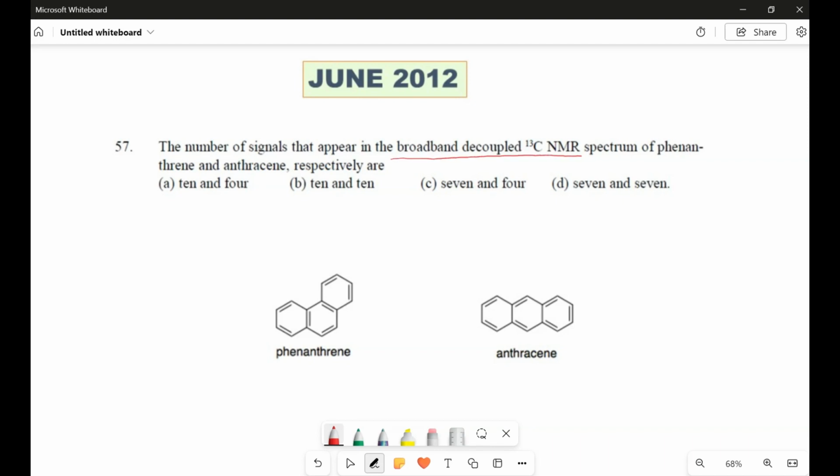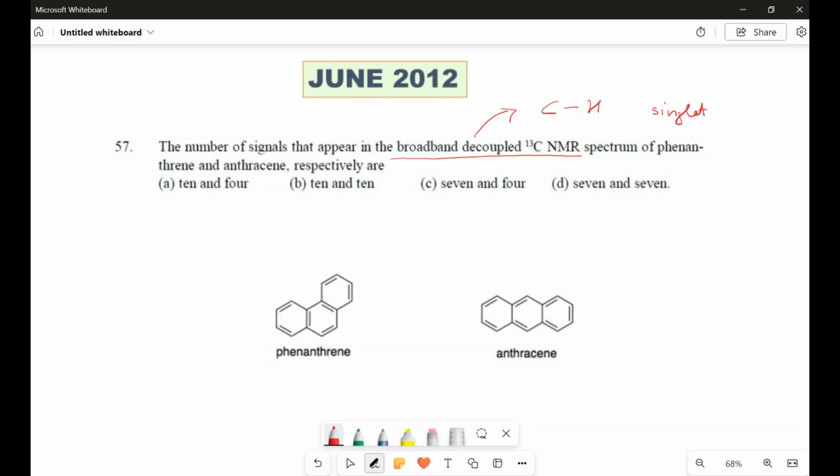As I told, I have not gone into details of spin splitting, but just to make it clear here: broadband decoupled means the coupling between carbon and hydrogens is completely lost. So every single carbon will come as a singlet, without any coupling with the neighboring or attached hydrogens. So each different carbon will give you one signal. If I have 10 different carbons, I'll get 10 different signals. So that is what broadband decoupled C13 NMR talks about. Each different carbon will give you a singlet.